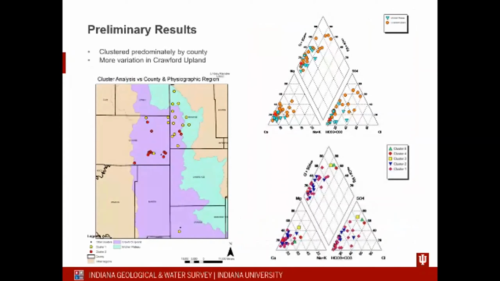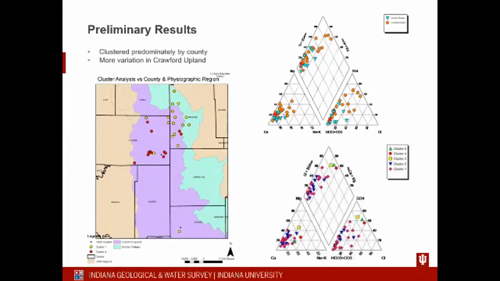So from the 33 sites we acquired during our 2019 sampling season, we were able to determine some preliminary results. Our data analysis split the karst springs into two primary clusters. These were predominantly separated by county, as you can see on the map on the left. The yellow dots are in Monroe County, and that's cluster 1, and the red dots are predominantly in Greene County, and that's cluster 2. This suggested that the physiographic provinces influenced the spring chemistry.